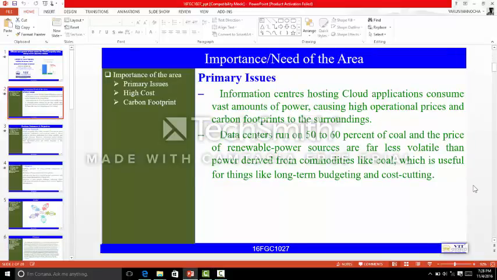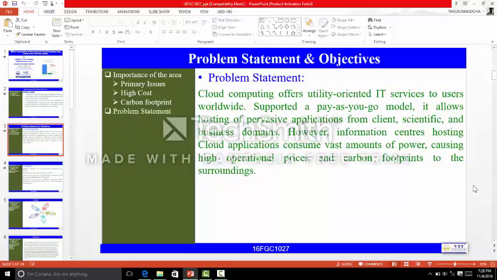So the primary issues that this review paper addresses are: first, the high cost. Information centers hosting cloud applications consume vast amounts of power, causing high operational prices and carbon footprints to the surroundings. Carbon footprint: data centers run on 50 to 60% coal, and the price of renewable power sources is far less volatile than power derived from commodities like coal, which is useful for things like long-term budgeting and cost cutting.